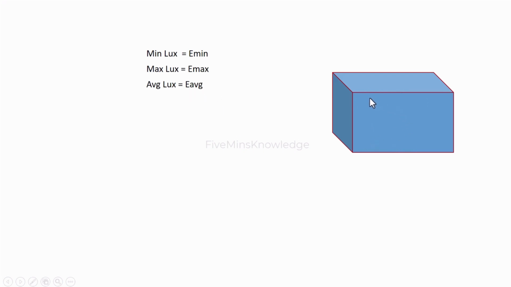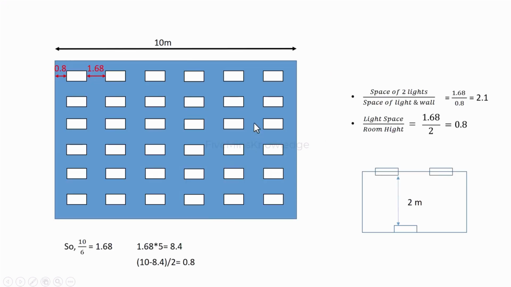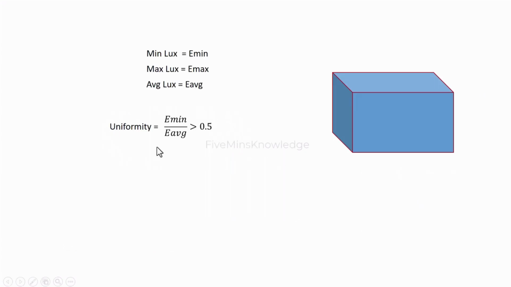And while designing the lighting system, we should always maintain a thing that is called uniformity of light throughout the room, and that is defined as E minimum by E average, and that should always be greater than 0.5. Suppose you have designed a room whose lux is 500, that's okay, but uniformity is not greater than 0.5, then you have to change the alignment of the lights, or you have to increase the lights to maintain the uniformity of the lux. So uniformity should always be greater than 0.5.